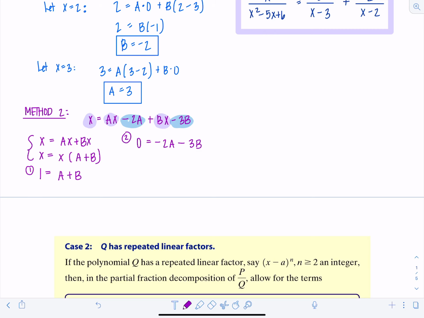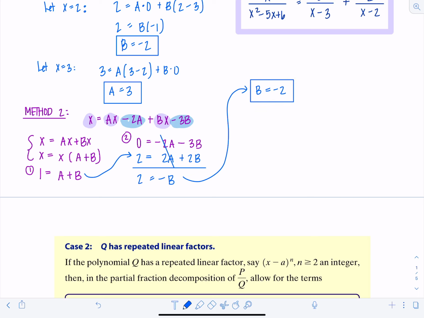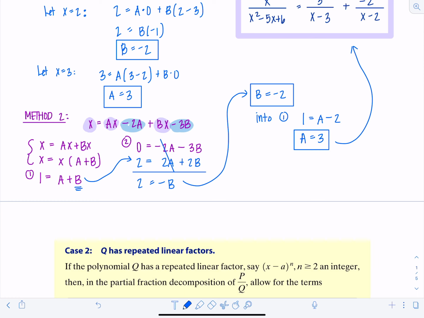I'll just do elimination. I'm going to multiply this equation here by 2. So now I have 2 equals 2a plus 2b. Add them together, so a is going to cancel out. Then I have 2 equals negative b, which means that b is equal to negative 2, which is what we got using the first method. And then back into equation 1, if I substitute negative 2 in there, I have 1 equals a minus 2, so a equals 3. And then I could write out the partial fraction decomposition, and it would be the same thing as above.